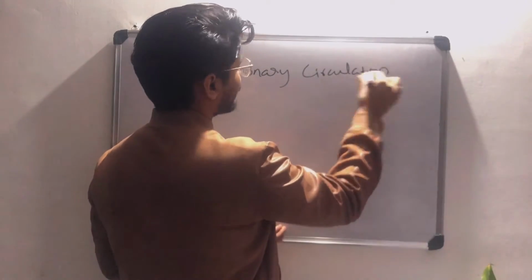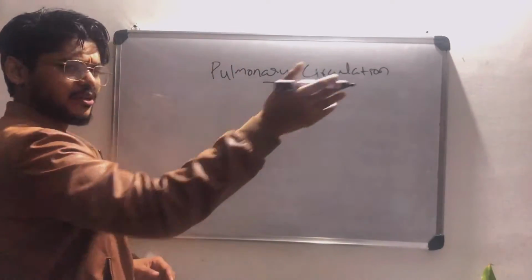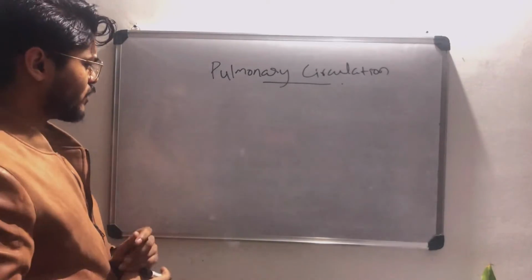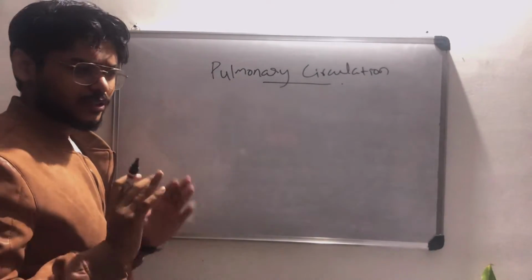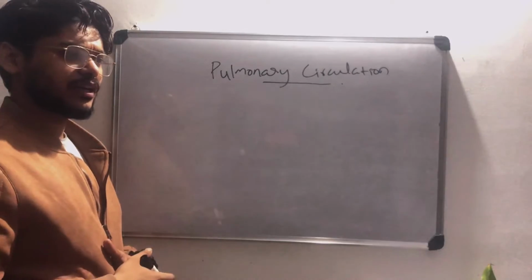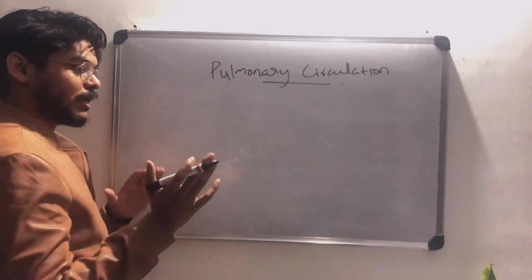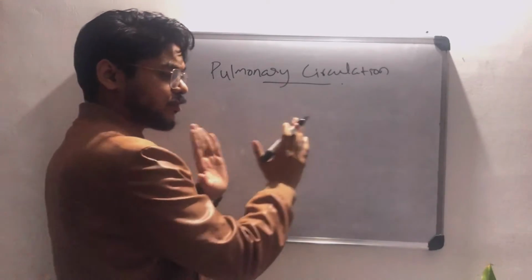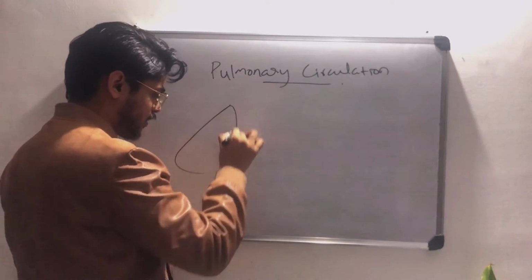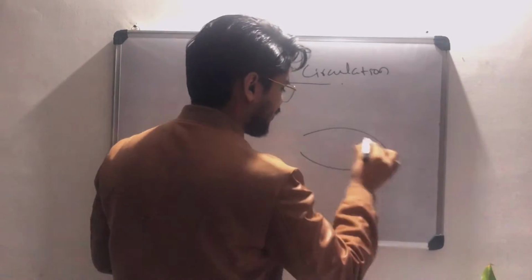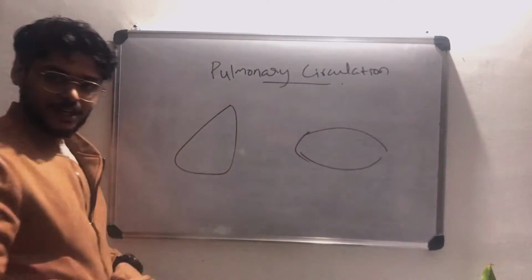Circulation. What does it mean? Pulmonary vascular circulation, right? So what is pulmonary vascular circulation? The blood supply to the lungs. There is a difference between blood supply to the lungs and blood supply to tissues. There are lungs and there are tissues. It's a totally different story.